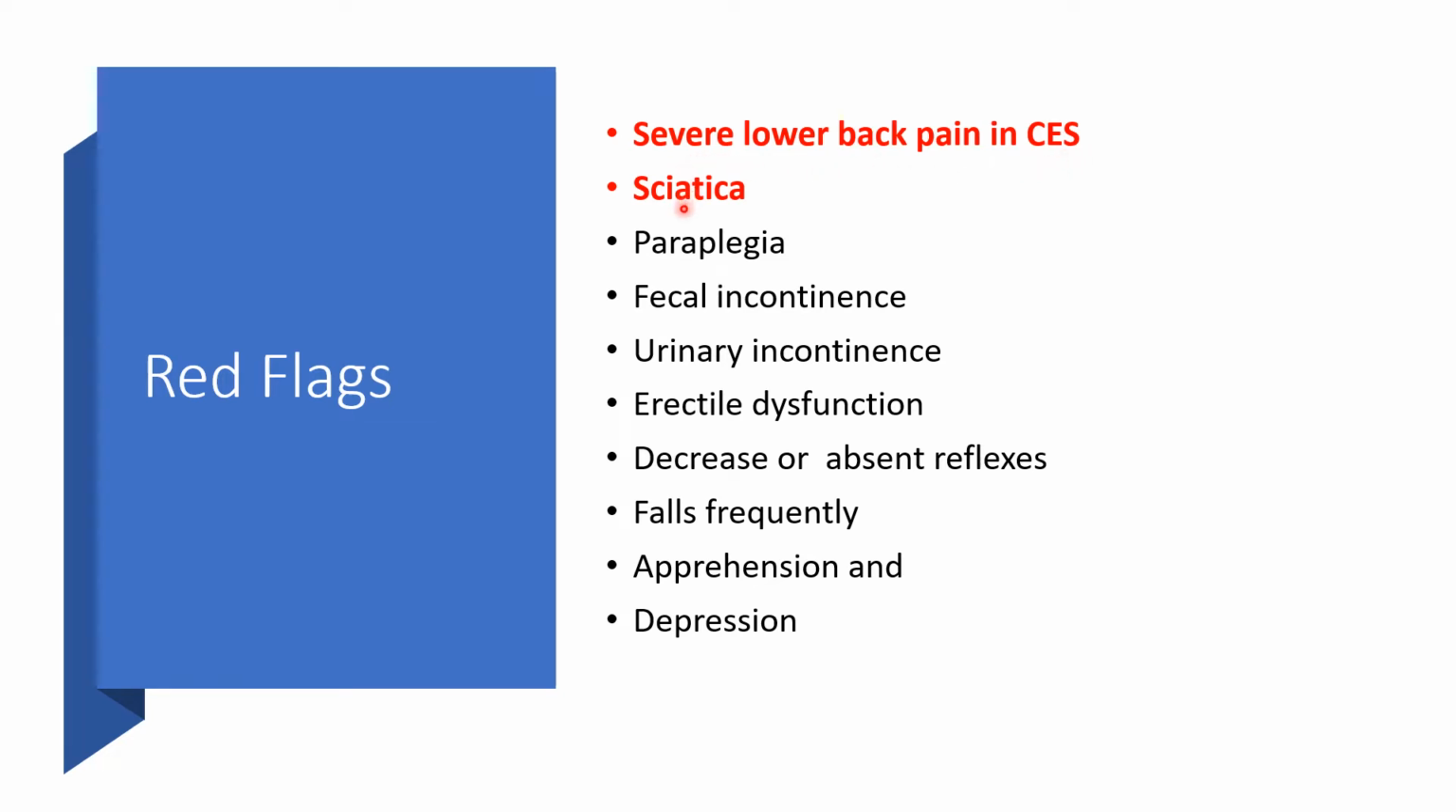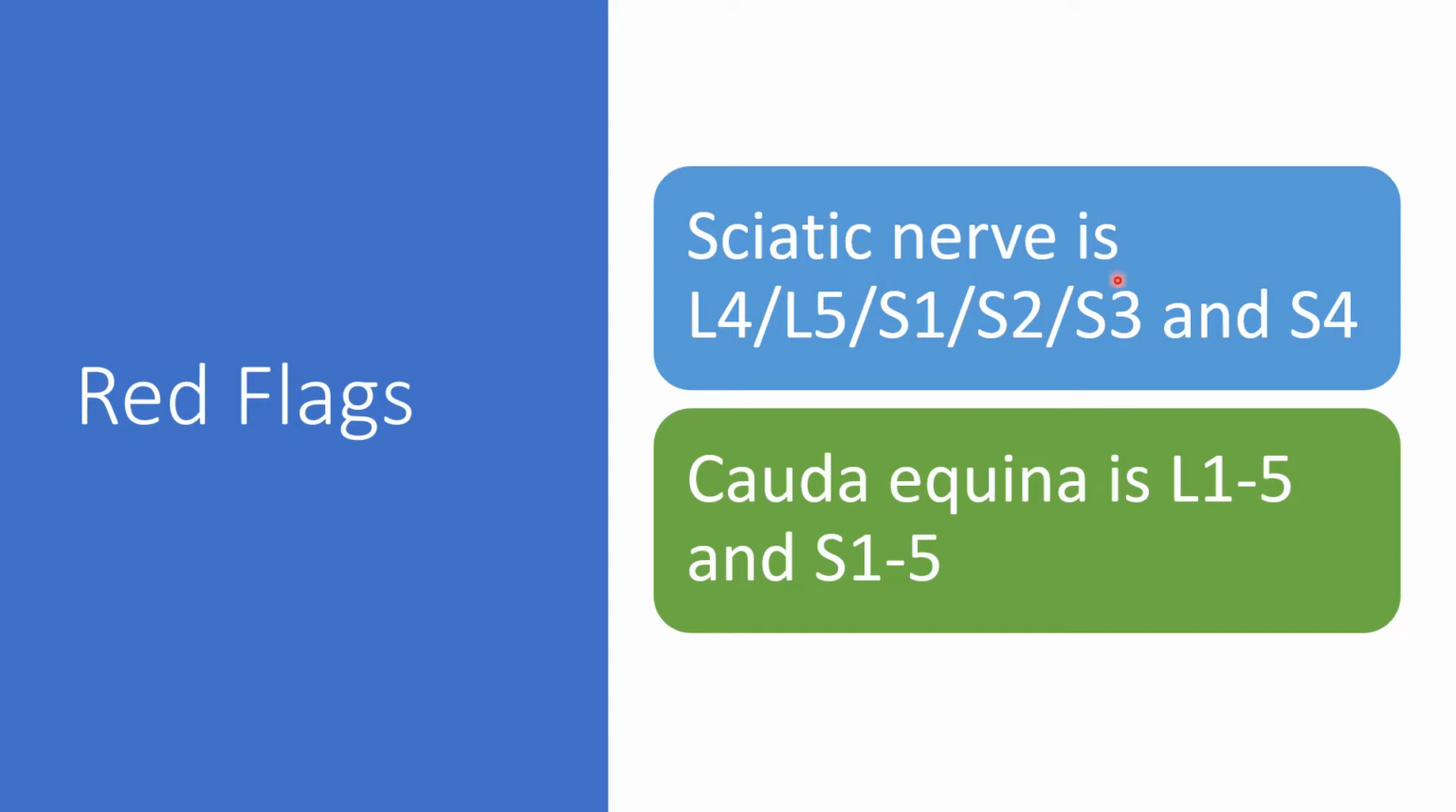There will be sciatica, paraplegia, fecal incontinence, urinary incontinence, erectile dysfunction in males, decreased or absent reflexes. The individual will be falling frequently, with apprehension and depression. The sciatic nerve is L4, L5, S1 to S4. The Cauda Equina is L1 to L5 and also S1 to S5.